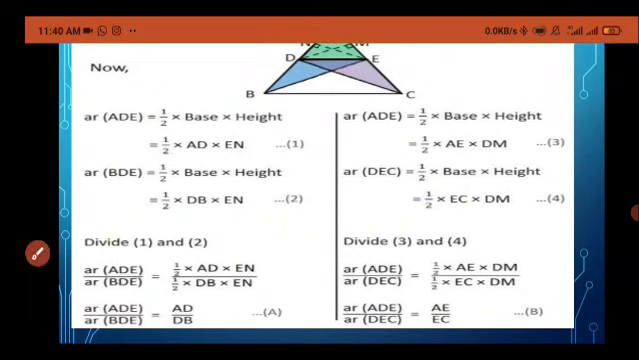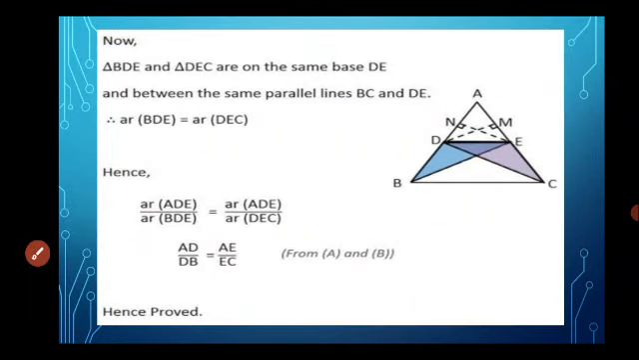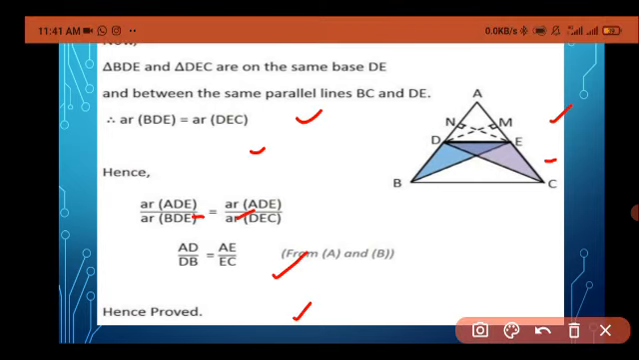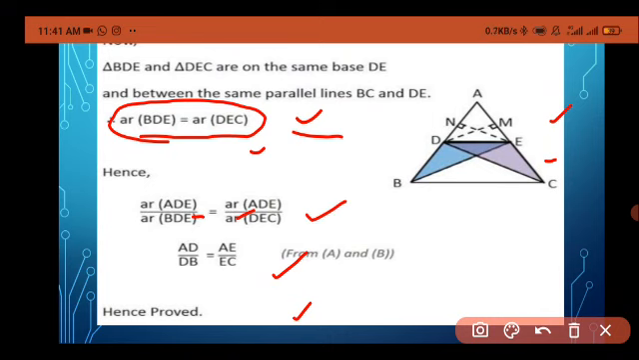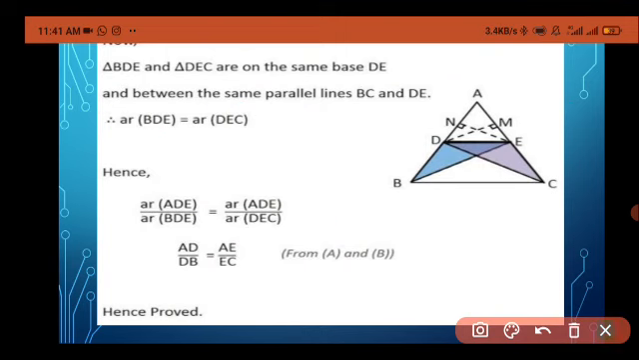Now one thing we have to focus on here: the triangles BDE and DEC are both on the same base, that is DE, and between the same parallels DE and BC. So the area of triangle BDE will be equal to the area of triangle DEC. Using both the equations and this equation, we can say that area of triangle ADE by area of BDE equals area of ADE by area of DEC, both are equal. So we can say AD by DB is equal to AE by EC. So this theorem is proved now.